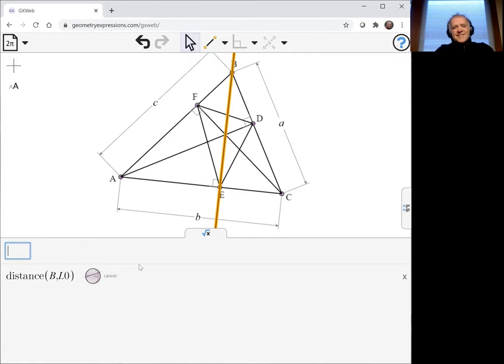So GXWeb is busy working through that to see if it can simplify that distance. And sure enough, it does, to give us 0, which proves the theorem.